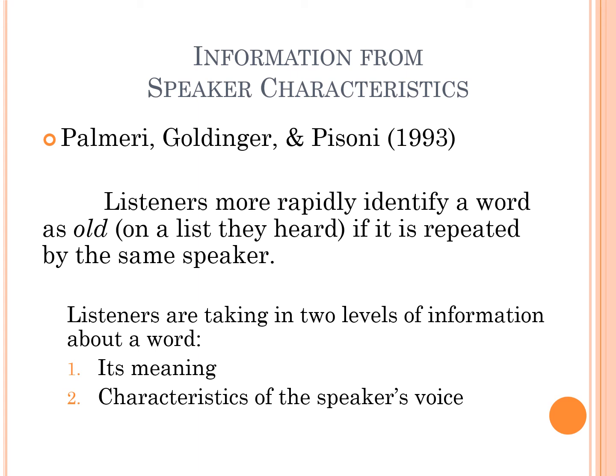So they had listeners listen to a list of words being said by a speaker, and then later they would have to identify which words were old and which words were new. So they hear a new list of words, but with some old words mixed in there, and they more rapidly identified a word as old on a list that they had heard before if it was repeated by the same speaker. So it looks like listeners are taking in 2 levels of information about a word as they're listening: its meaning and the characteristics of the speaker's voice.